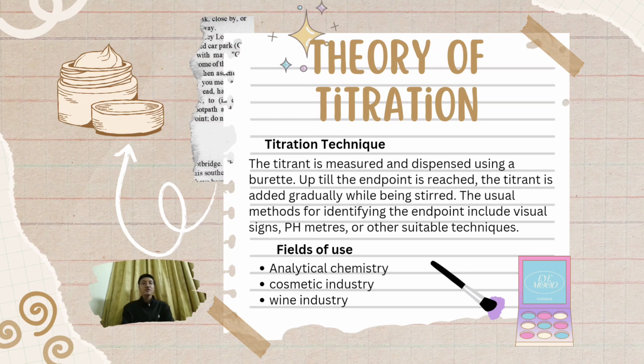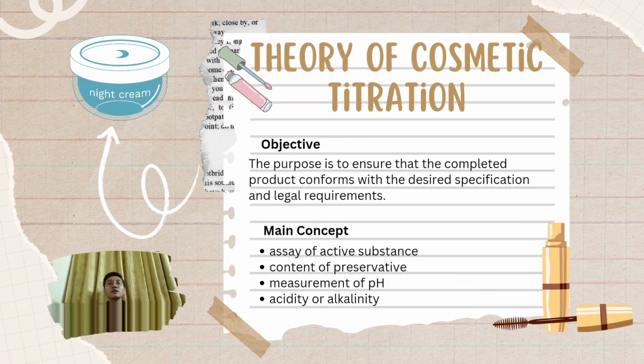Now I'm going to talk about the field of use. What is titration basically used for? The first one is analytical chemistry. The second one is the cosmetic industry. And lastly, the wine industry. The objective. The purpose is to ensure that the completed product conforms with the desired specifications and legal requirements.